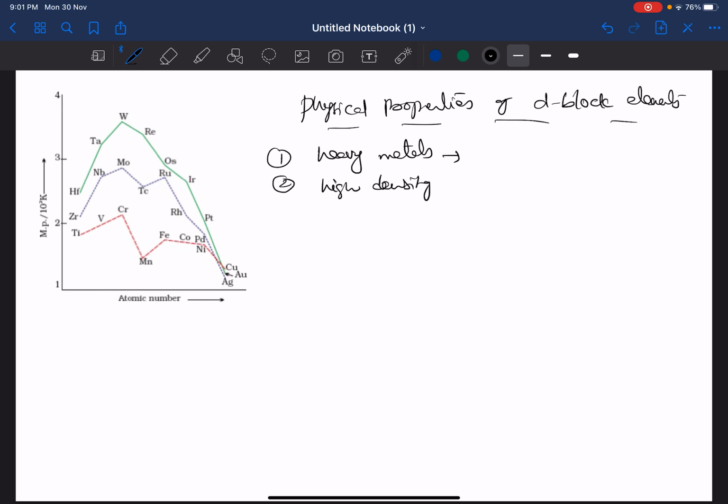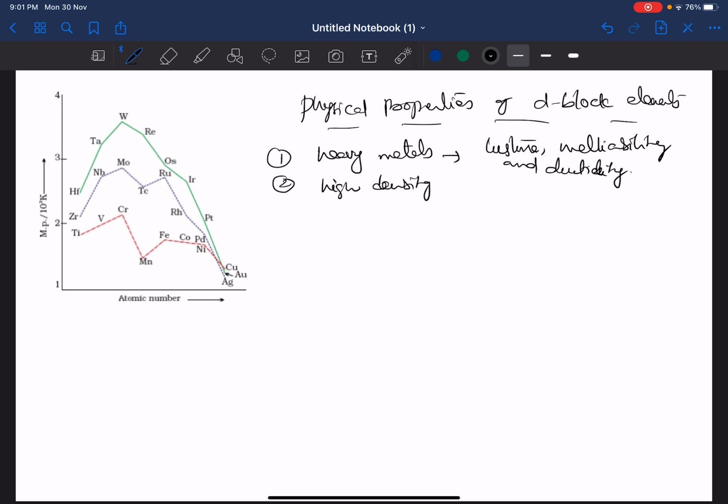We have already known the metallic properties, that is metallic luster, and next one is the malleability and ductility. These are all the common properties of any type of metals. So heavy metals will also show the same type of properties like metallic luster, malleability, and then ductility. And second one is the high density. So what are the main reasons for these properties?